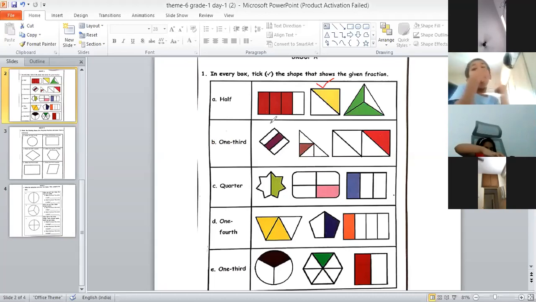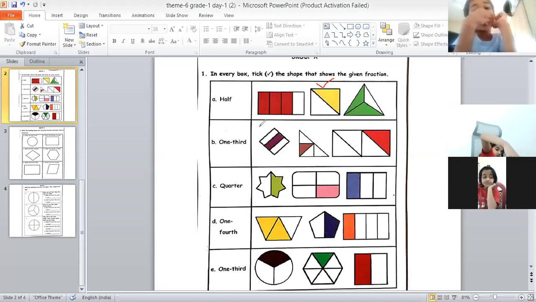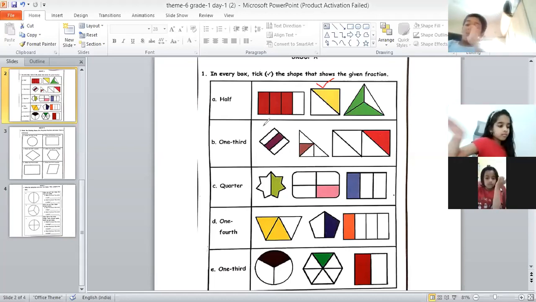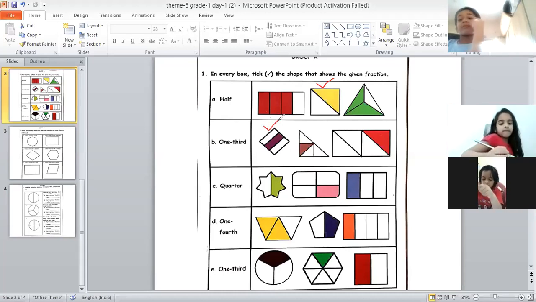Yes. Now Ayan, tell me, in the first shape is divided into how many parts? 3. And out of 3, how many are shaded? 1. Yeah. So is this correct option? Correct. Yeah. So we will put our tick on first shape, children. This option is correct. So we will put our tick here on first shape. Okay. Fine. Good.